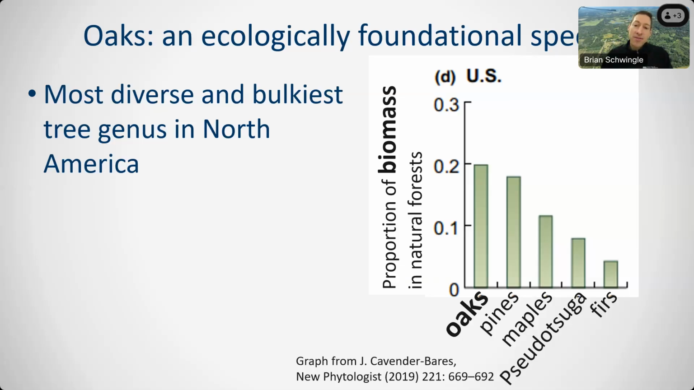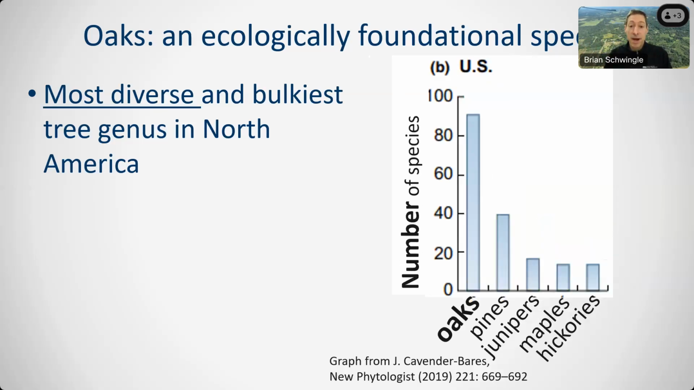And what that graph is showing is that almost 20% of the biomass of trees in the United States are made up of oaks. That's more than pines. Across the continental United States, that's more than pines, that's more than maples, that's more than firs. And then there's that funky genus name called Pseudotsuga, which most people will know as Doug fir. So a lot of our forests' biomass is made up of oak trees.